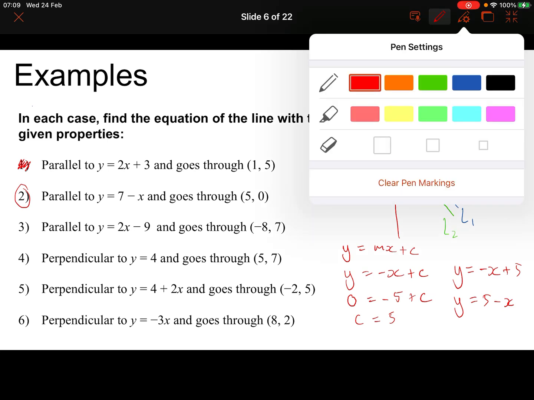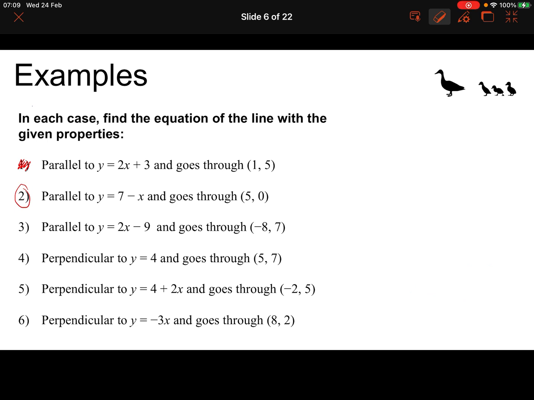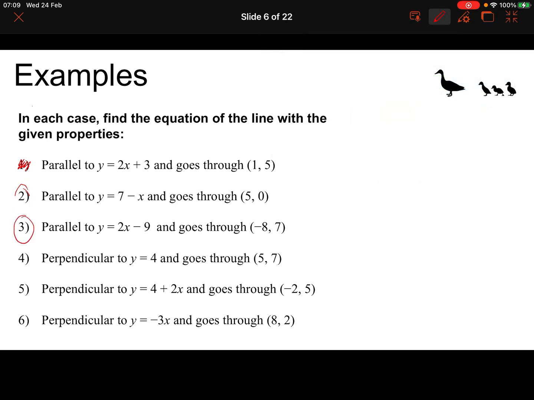Let's just do a couple more examples. Let's do number 3. Again, we're parallel to the equation y equals 2x minus 9. So we've got one line that would look something like that. We need another line that goes through (-8, 7), somewhere like this. And the two lines have to be parallel.